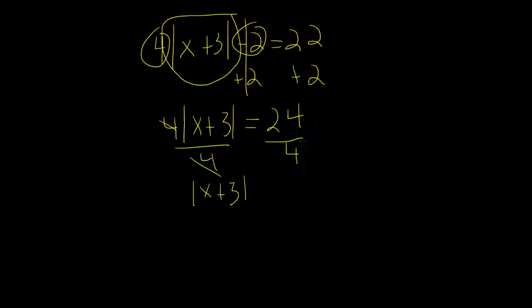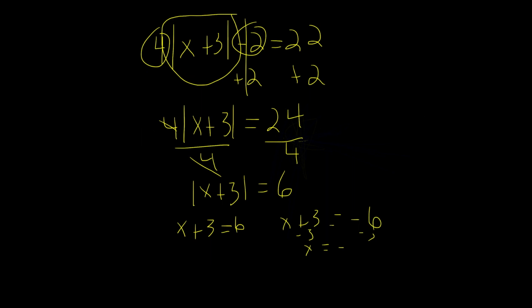And these 2 cancel out. So we have the absolute value of x plus 3 is equal to 24 divided by 4, which is 6. And now we can change this into 2 equations. We have x plus 3 equals 6 and x plus 3 equals negative 6. And now we can simply solve for both of these equations.